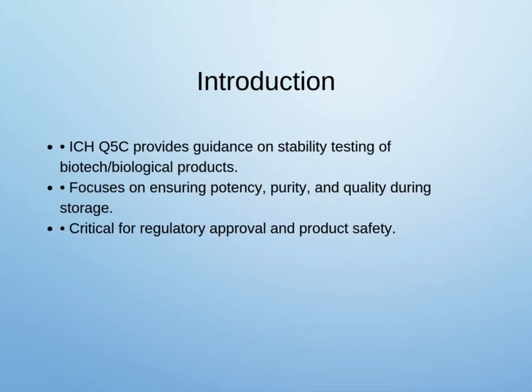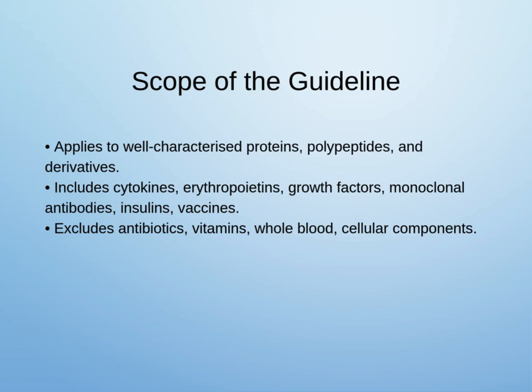The Q5C guideline was established by the International Conference on Harmonization, now known as ICH, to harmonize regulatory expectations across the US, Europe, and Japan. Biotech products, unlike small molecules, are extremely sensitive to environmental conditions like temperature, light, and oxidation. Even small changes can cause protein denaturation or loss of activity. This guideline ensures that companies generate reliable data, proving that their biologics remain stable under the conditions they will be stored, transported, and used. The scope of Q5C is quite specific.